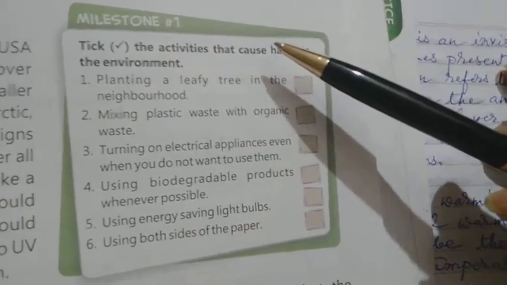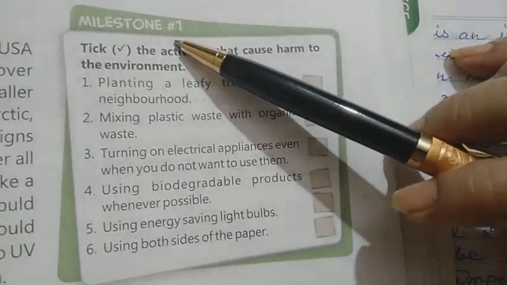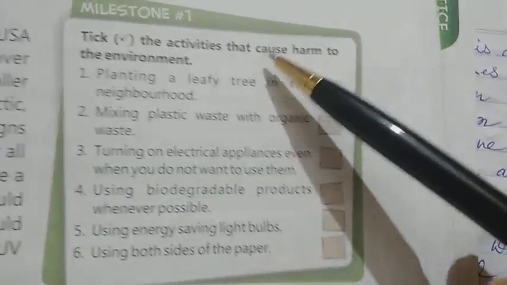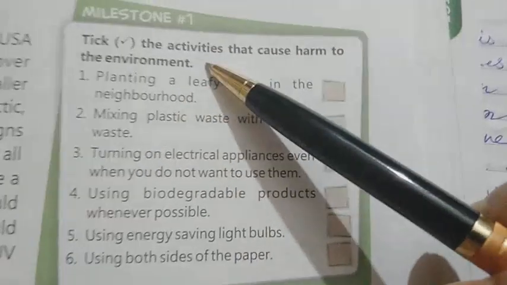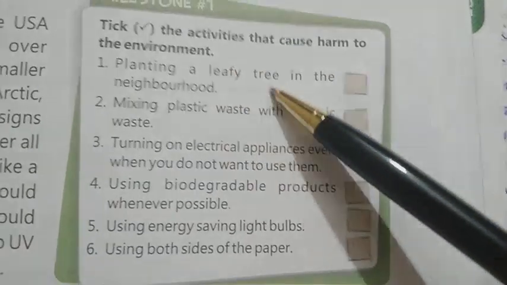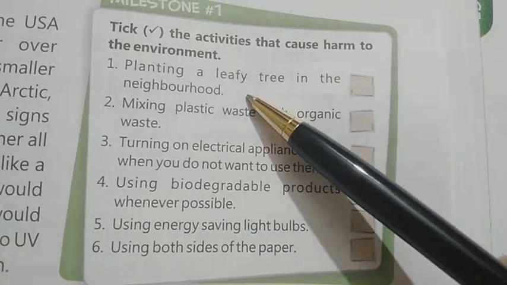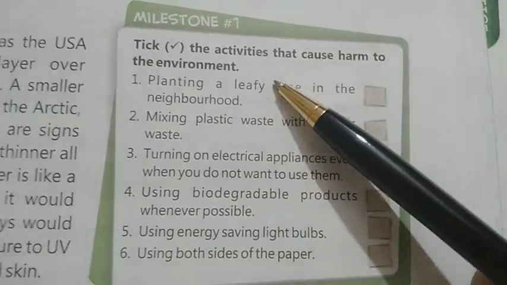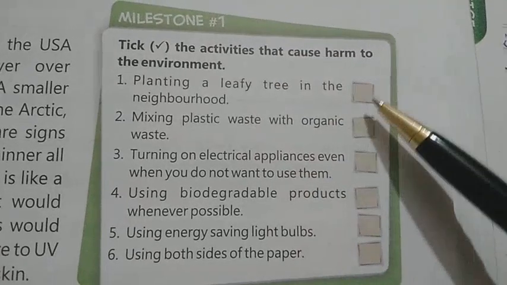Now here, in page 95, take the activities that cause harm to the environment. Planting a leafy tree in the neighborhood. Is it harmful for the environment? No. So we should not take here.